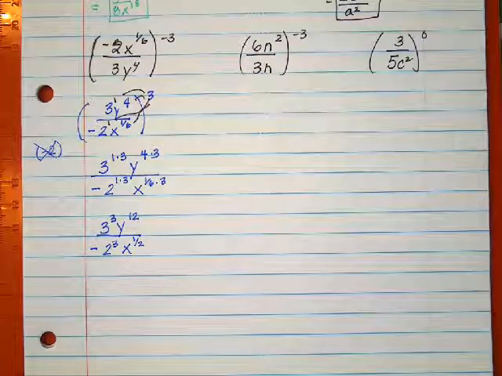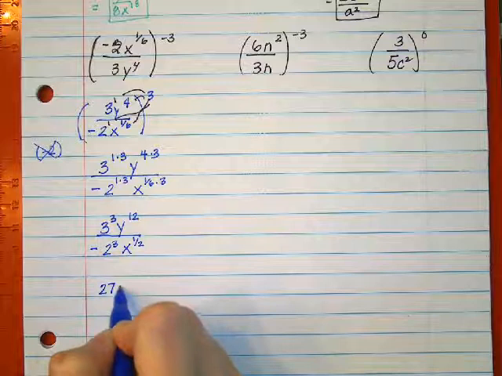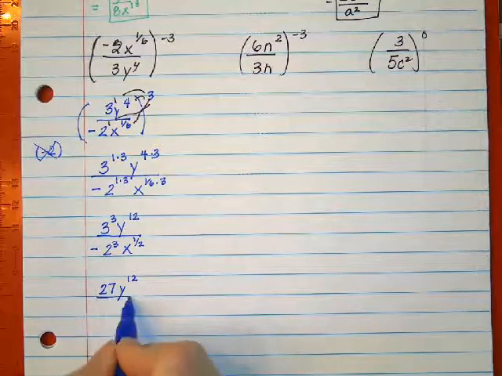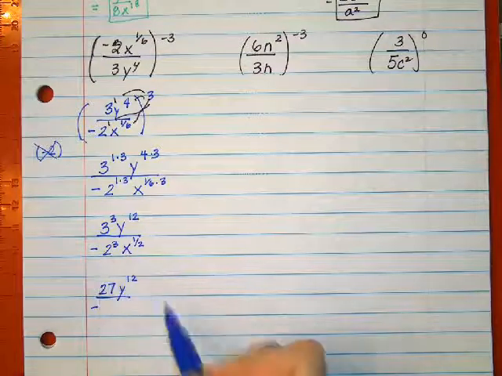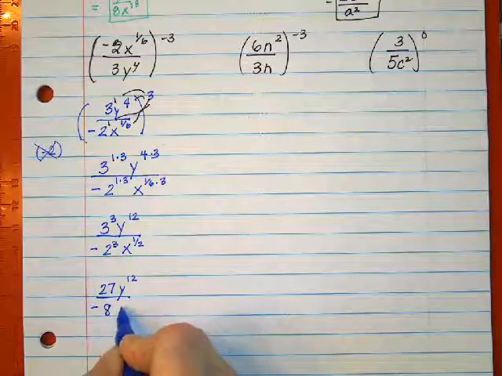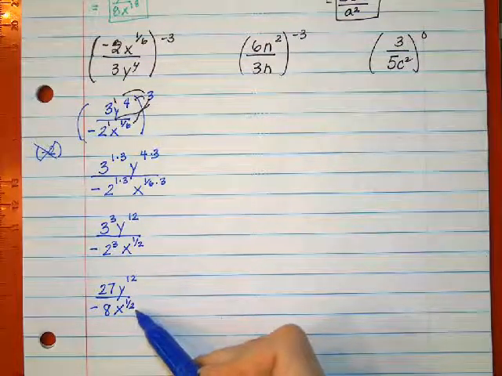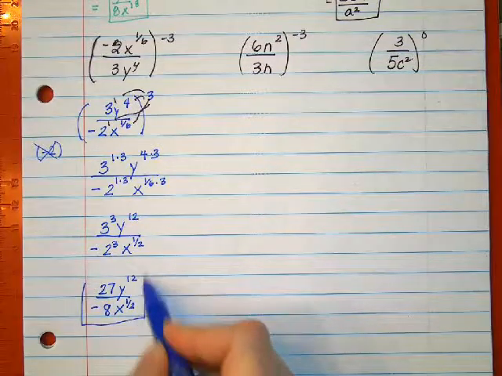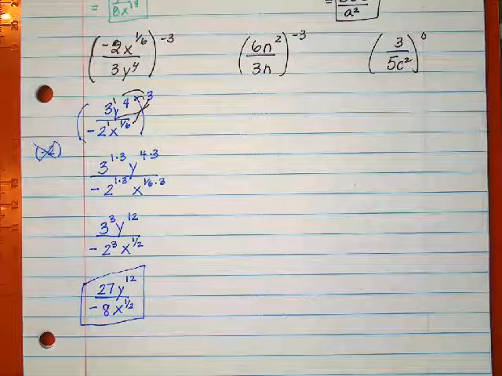We can do 3 times 3 times 3 again, and we're going to get 27. And we got y to the 12th, so we can't do anything with our variable. And then we got our negative down here. Again, he just comes for the ride. Then we got 2 to the 3rd power, so 2 times 2 times 2 is 8. And we got x to the 1/2, so positive exponent. 27 over 8 does not reduce. Final answer. If 27 over 8 happened to reduce, we would reduce.